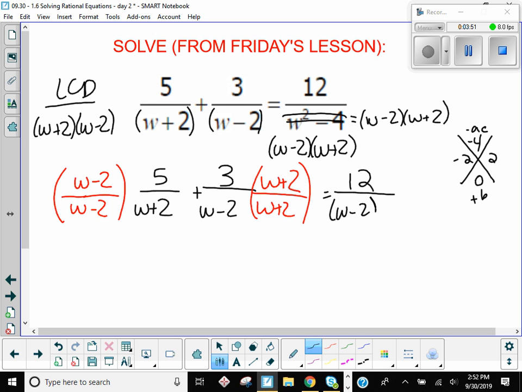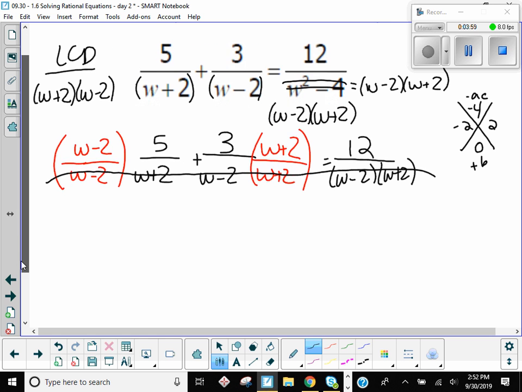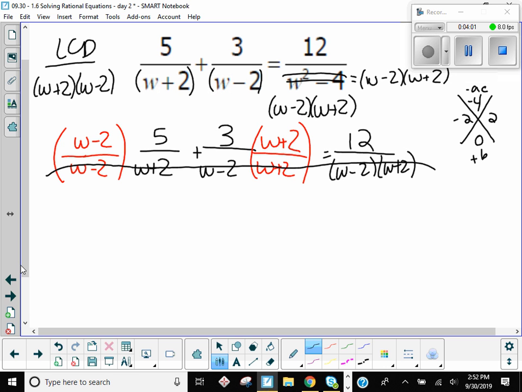And then once you get all the denominators the same, what can you do with them? Drop them. This is very satisfying. Just get rid of them. Bye. And then you're just doing the math on whatever you have left on the top, right? So that's w minus 2 times 5. That's going to be a distributive. Plus 3 times w plus 2, also a distributive. And then 12. Okay, so take a minute now and finish from there.